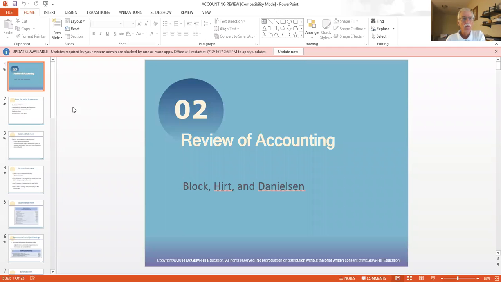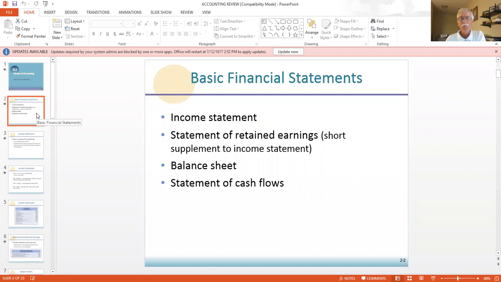So let's take a moment looking at accounting and in particular financial statements. I'll open up a presentation. You have four basic financial statements: the income statement, the statement of retained earnings, the balance sheet, the statement of cash flows.